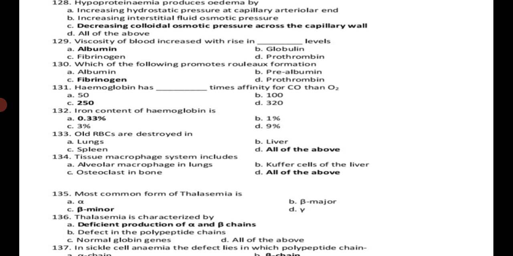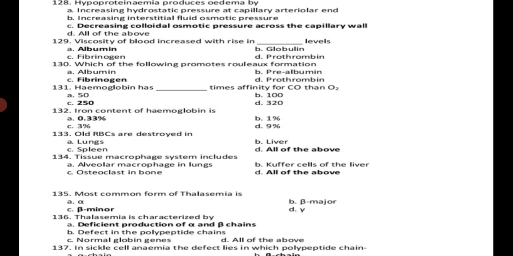Osteoclasts present in the bone are large multinucleated phagocytic cells derived from the macrophage monocytic cell lineage. Osteoclast degrades bone to initiate normal bone remodeling. So option D is the answer of question number 134. All of them are tissue macrophages. Most common form of thalassemia is beta minor.